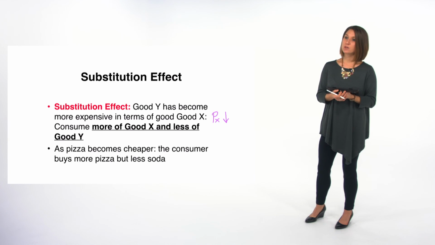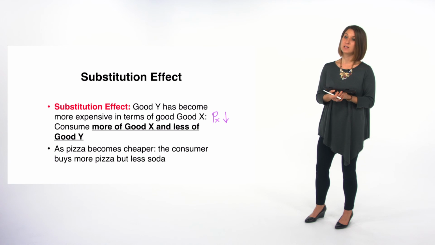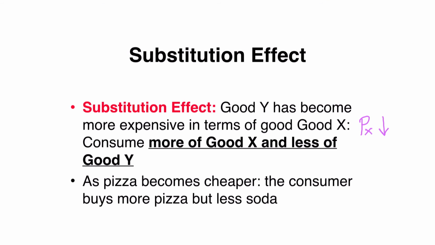So in relative terms, what this means is that the relative price of soda, in terms of how many pizzas we need to give up for one additional can, has gone up, and it's relatively more expensive than it was before. So what that tells us is that when the price of pizza falls, if consumers substitute their consumption, they're going to consume more pizza and less soda. Pizza becomes relatively cheaper, and the consumer chooses to buy more pizza but less soda with the same budget.